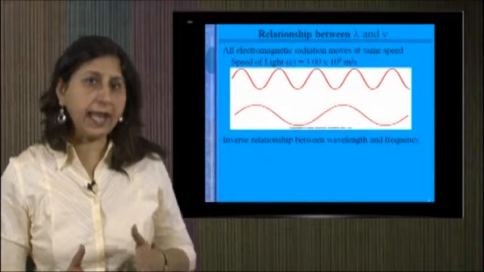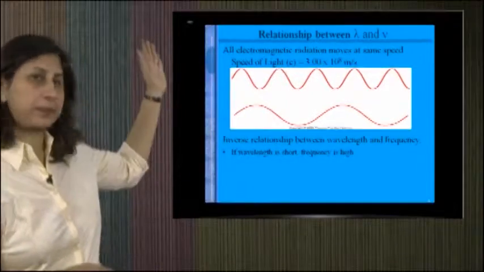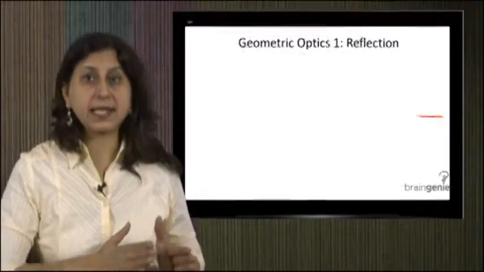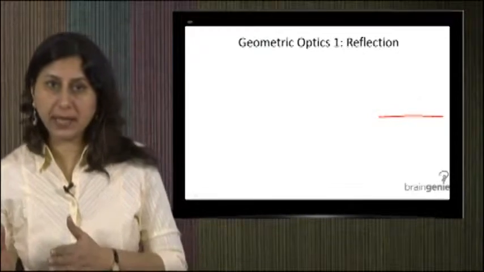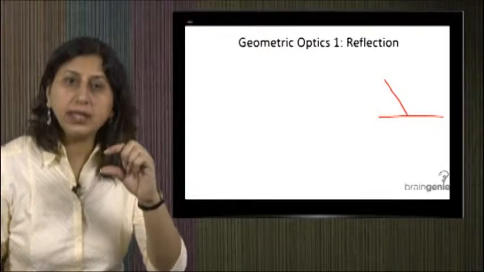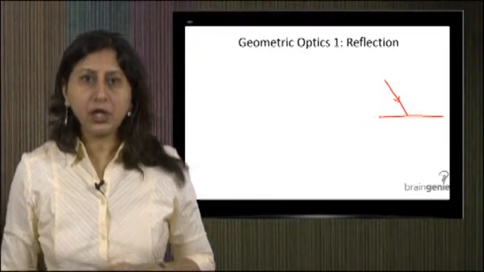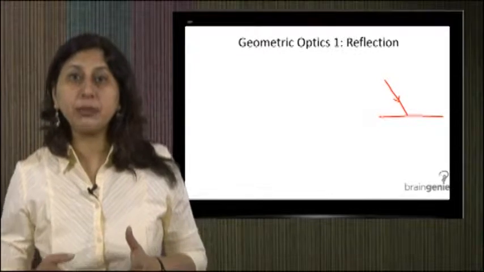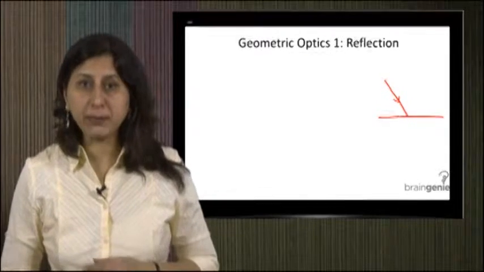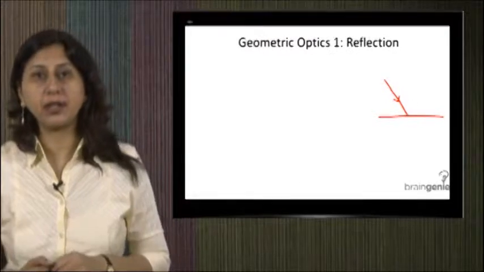The wavelength and the frequency of electromagnetic wave are related. Geometric optics is a simplification of the wave optics which assumes that the wavelength is much smaller than the geometric dimensions of the optical system. Geometric optics is a valuable tool for the treatment of light propagation, light rays, reflection and refraction.